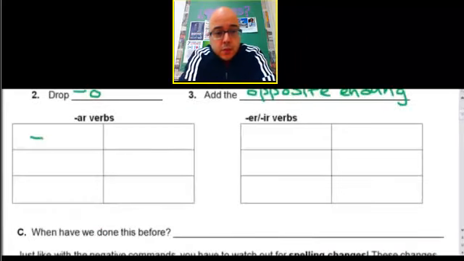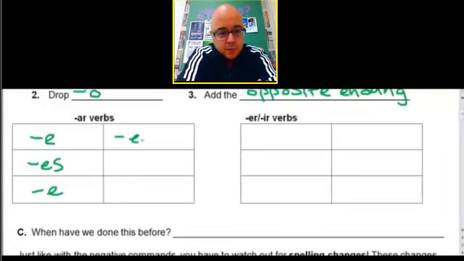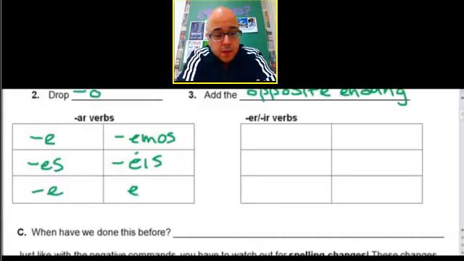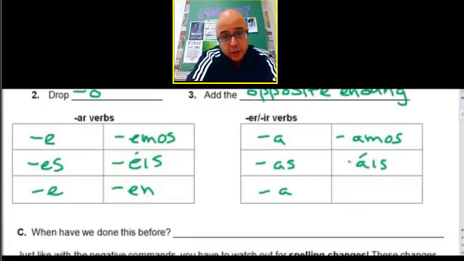Now let's look at the AR verbs. So we have e, es, e, emos, éis, en. When you're conjugating and using the vosotros form, please make sure that you have the accent over the E. For ER and IR verbs, we have a, as, a, amos, áis, an. Once again, be sure to include the accent over the A in áis.